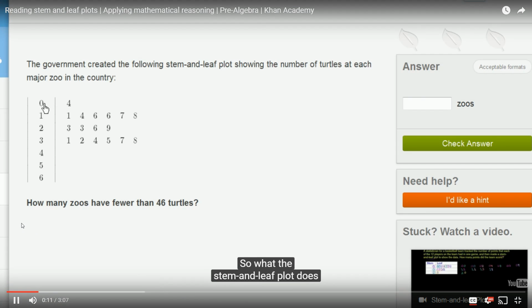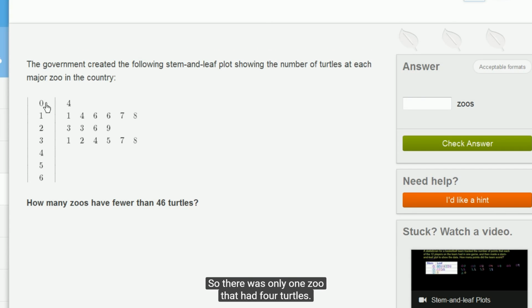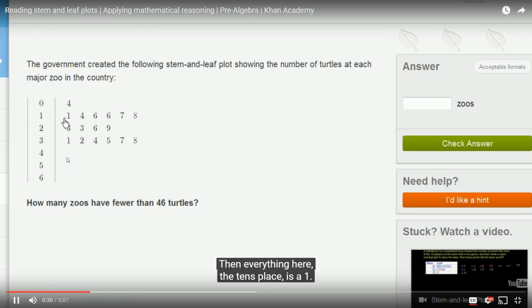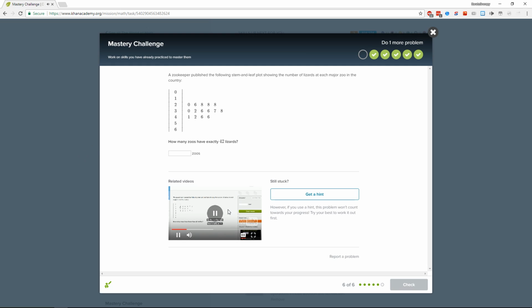So what the stem and leaf plot does is it gives us the first digit in each number, and essentially you could call this the tens place, and then it gives us the ones place. So there was only one zoo that had 4 turtles, so you could view this as 0, 4, or 4 turtles. Then everything here, the tens place is a 1, so this number right over here is really an 11. Okay.